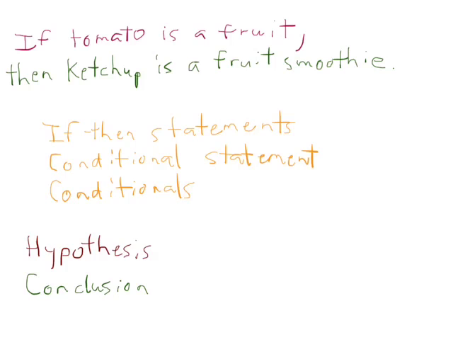Now, we're going to analyze the different parts of this statement, and the first part is what we call the hypothesis. That is the if portion. So in this example, if tomato is a fruit, that would be your hypothesis. The conclusion is the then portion. So it says, then ketchup is a fruit smoothie. That would be your conclusion.